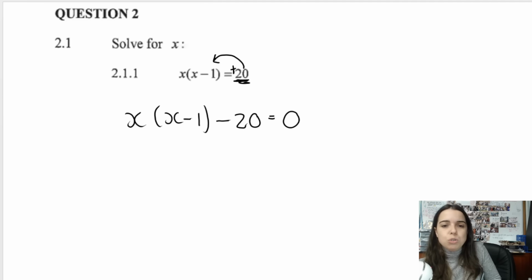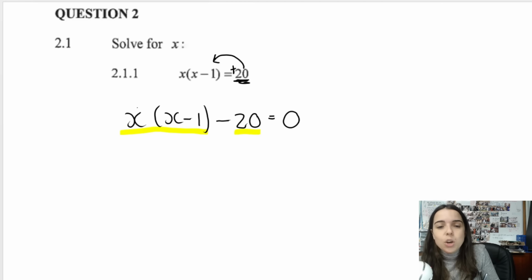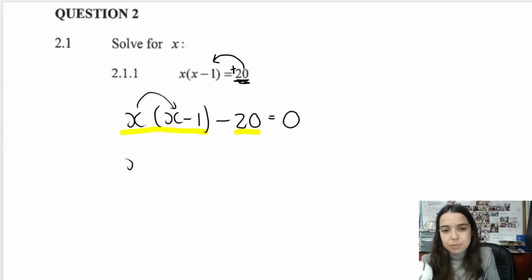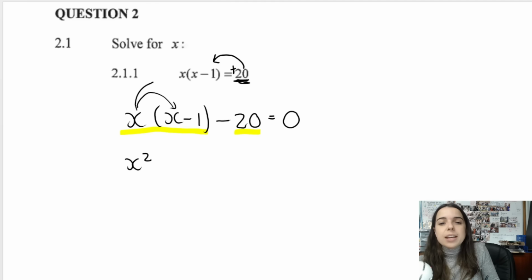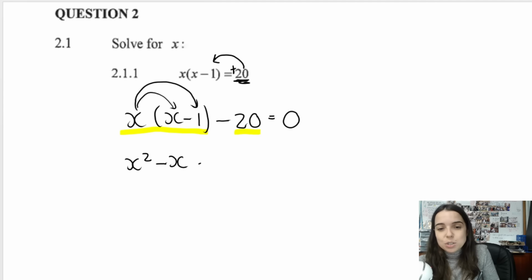But I've got 2 terms over here. Term over there, term over there. So I need to first distribute, then factorize, and then make it equal to 0 and solve. So what I mean is as follows. If you're lost, hopefully this will make it clearer. What is x times x? X squared. What is x times negative 1? Negative x. Minus 20 equals 0.